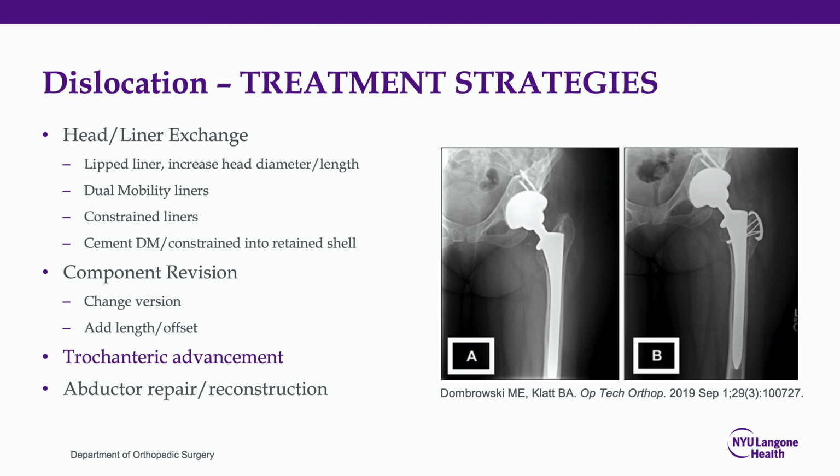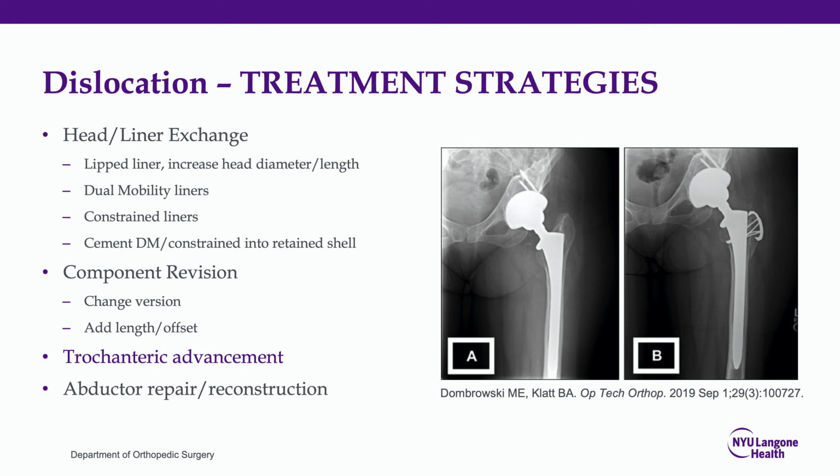So what are your treatment strategies? Well, you go from head and liner exchange up through component revision and even trochanteric advancement or abductor repair or reconstruction. So for head and liner exchange, obviously your parts have to be well fixed and acceptably positioned. Rarely, but sometimes, it's enough to add a lip to the liner and maybe increase your head diameter or length.